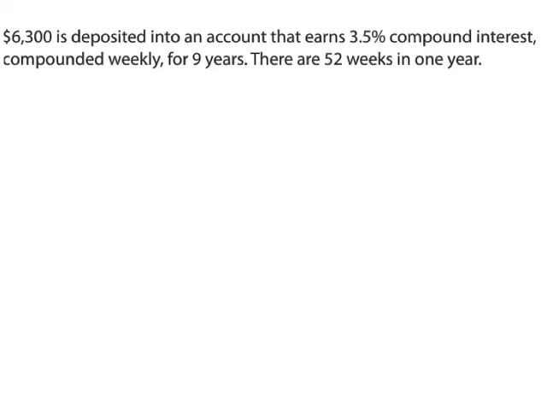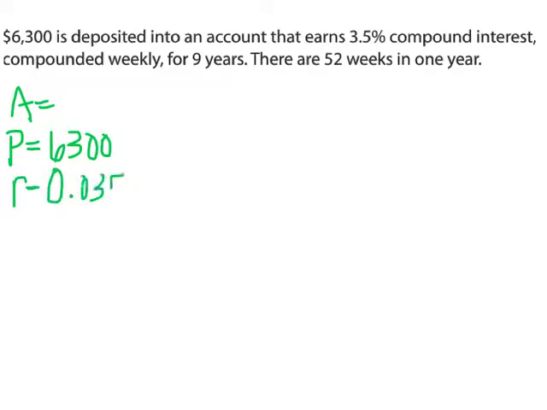Okay, now we're going to calculate using compound interest. So first we're going to fill in what we need for the formula. So A, we don't know how much total we have. P is our principal. That's what we start off with, so 6,300. My rate, we had to change to a decimal, so 0.035. Number of times compounded, it's compounded weekly. There's 52 weeks in a year, so 52 times a year. And T is time, which is 9 years.